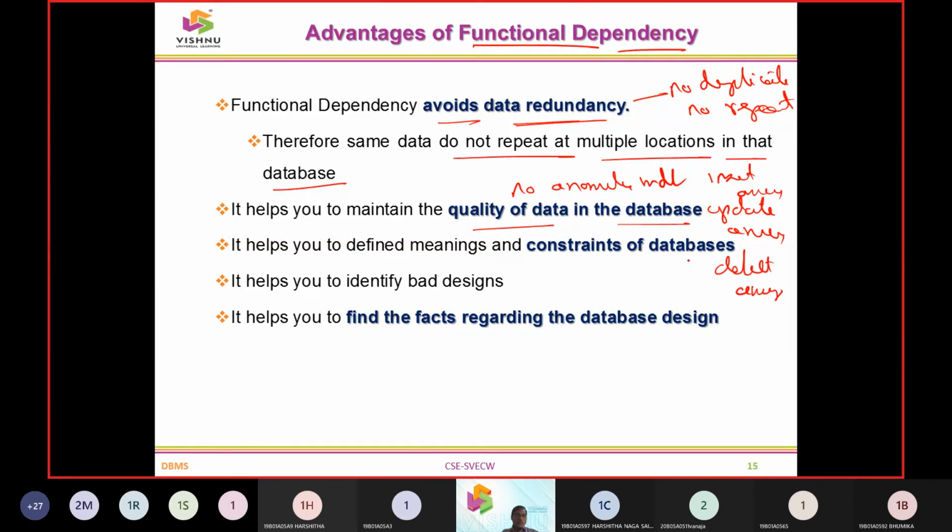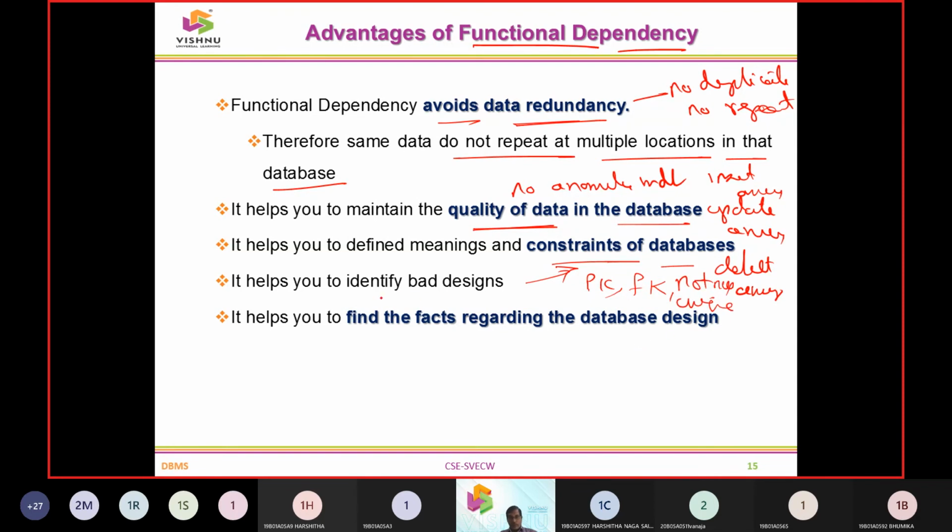So if such things are going there, then we can say it is meeting the quality of data. Third thing, it helps us to define meanings and constraints of a database. When we call them constraints, we can define a primary key constraint, and a referential key constraint, which we call a foreign key. Third, it can link up with not null, or with unique values.